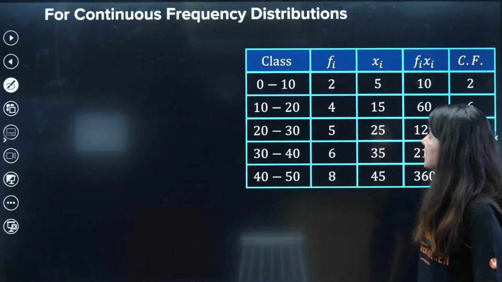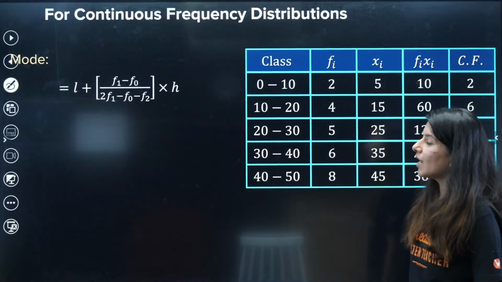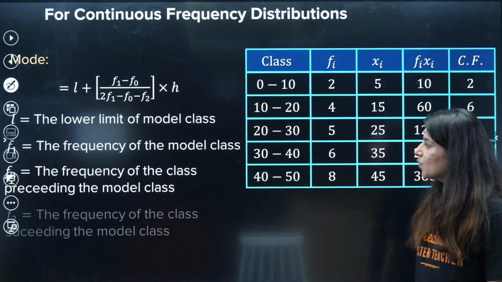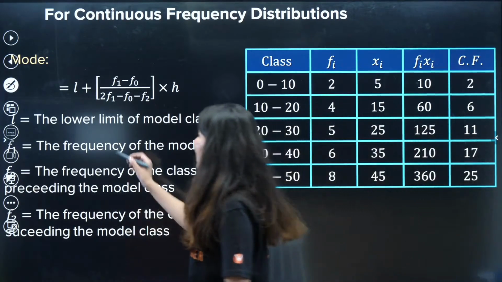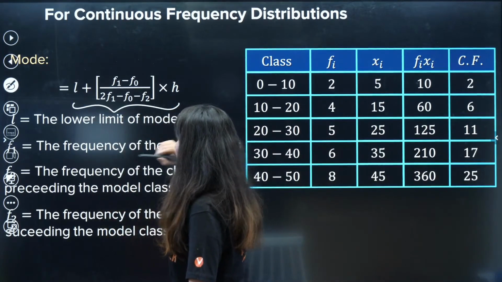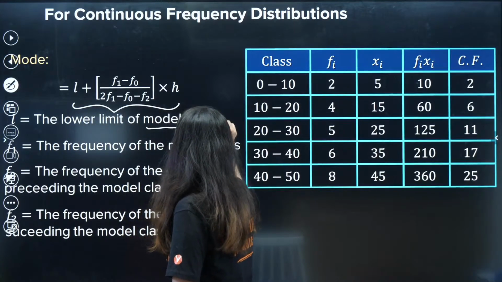Perfect. Let's just get into mode now. How to calculate mode? So basically to calculate mode we have this formula, where L is the lower limit of the modal class. How to calculate the modal class?